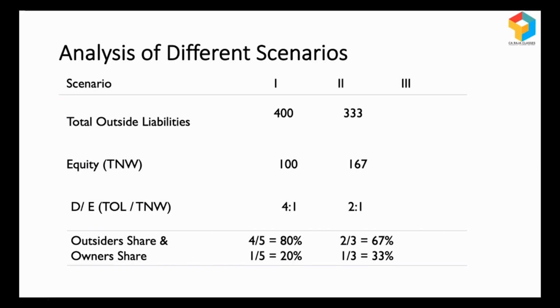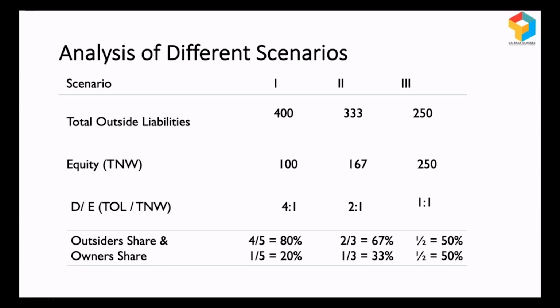I'll take you through scenario 3, where total outside liabilities is 250 and equity is also 250, so it's equal, and if I calculate the debt equity ratio, 250 by 250, I get it as 1:1. So if this business is raising 2 rupees, 1 rupee is coming from outsiders and 1 rupee is coming from owners.